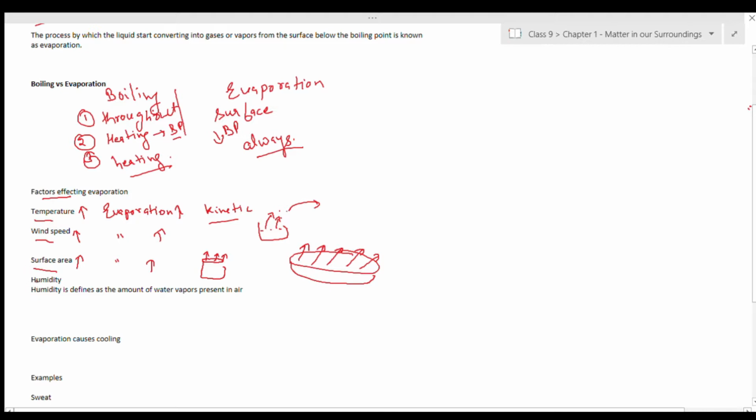Next is humidity. Humidity is defined as the amount of water vapors present in air. So if the air already has enough water vapors, it will not have space for more vapors to come into the air. So rate of evaporation decreases with increase in humidity. So if the humidity is high, the rate of evaporation is low.